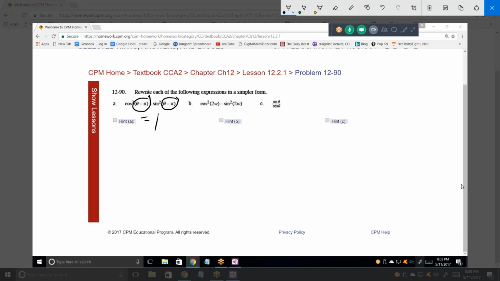B. Well, do you remember your trig double angle formulas? This is a double angle formula. If I had the cosine of 2x, that's equal to cosine squared of x minus sine squared of x. It's also equal to a couple of others, but in this case, this is the only one we need. Okay, so what is this expression going to be equal to?